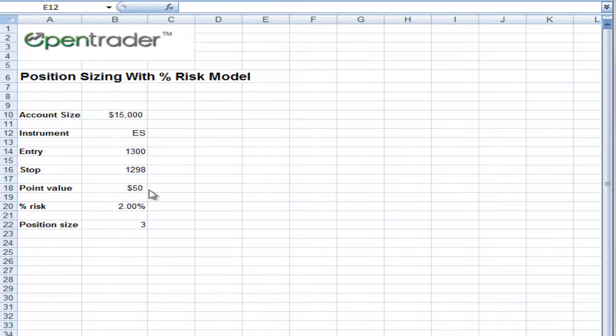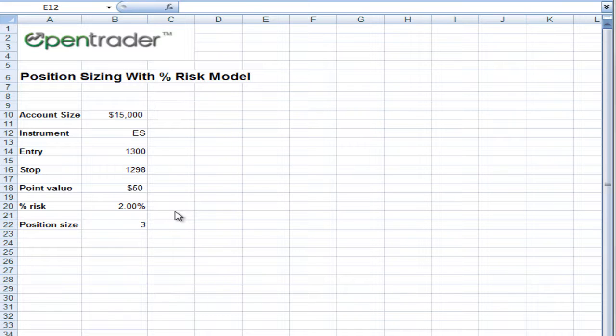The point value of $50 shows what the value of each point is in the ES. When you're trading the ES, the value of each point is $50. Now in this example, we're assuming that we have a 2% risk that we're using. This is discretionary, you can choose it, and in the next session we're going to get into how to choose it and what's the best risk level to have, but for now we're just assuming for simplicity's sake a 2% risk.